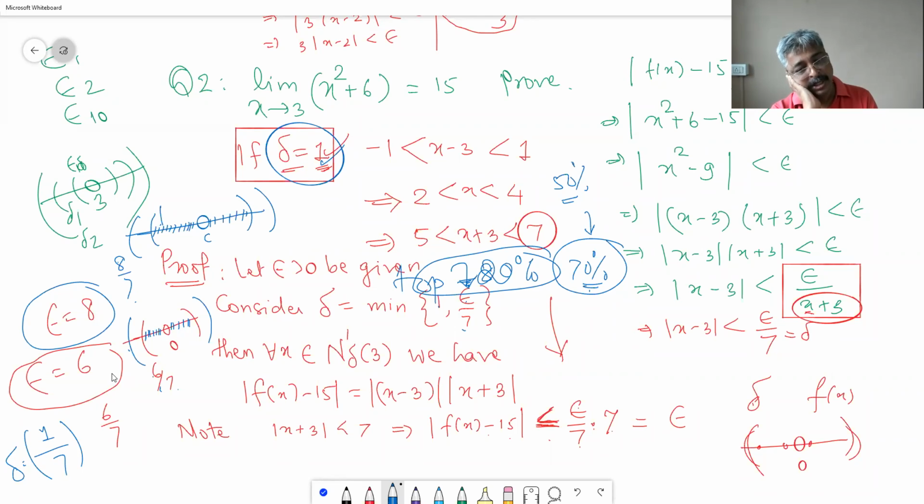And estimation is basically helping us to get out of this x plus 3 times delta function of x. By estimation, and this is a safe estimation, you will not be in trouble by considering delta as epsilon by 7. That is what this is explaining to us. Epsilon by 7 is going to be a safe delta. Either of them, I mean 1 or epsilon by 7, whichever is the minimum is going to be a safe delta for this function.